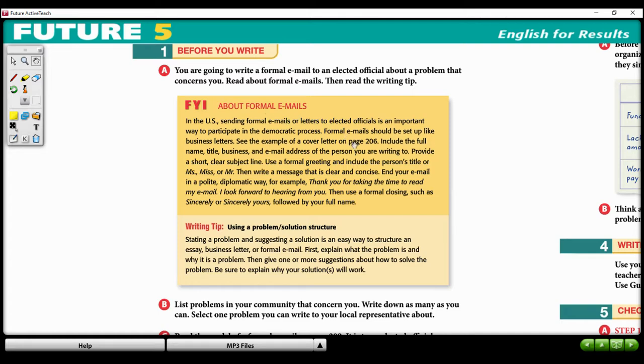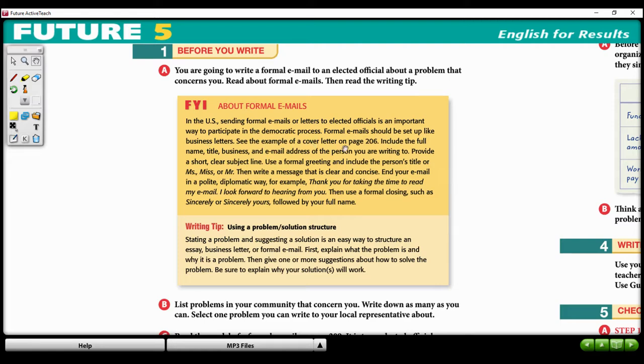I'm sorry, usually when we're in the classroom, I ask for volunteer readers, but today I'm just going to read through this. So I'm on page 142, and I'm going to read FYI, that means for your information, and the writing tip. Okay, so about formal emails. In the US, sending formal emails or letters to elected officials is an important way to participate in the democratic process. Formal emails should be set up like business letters.